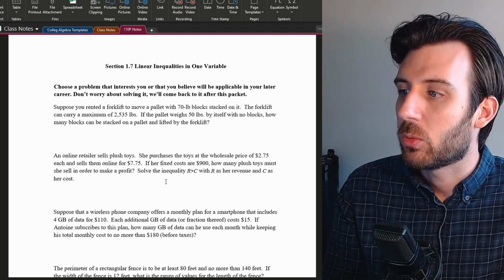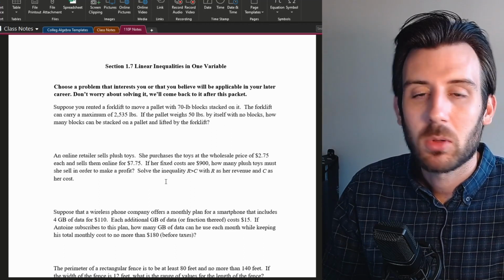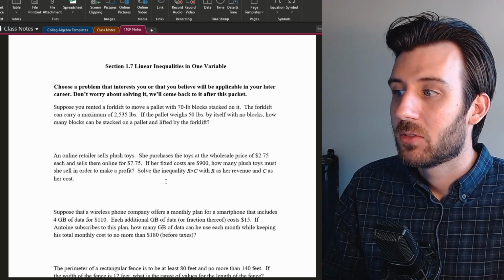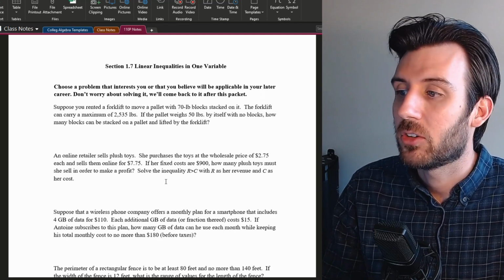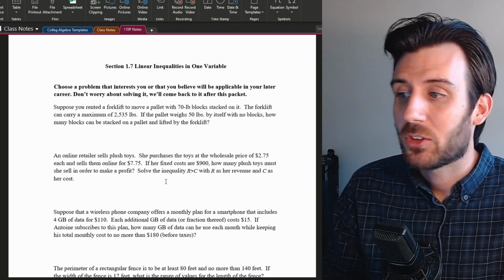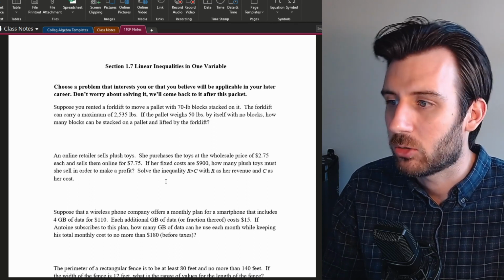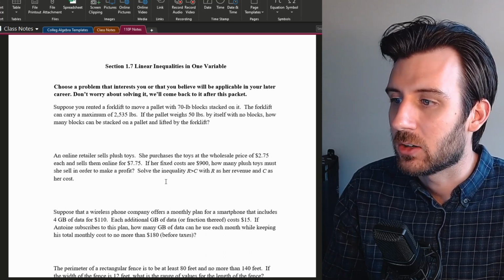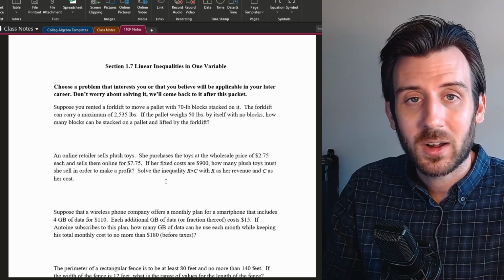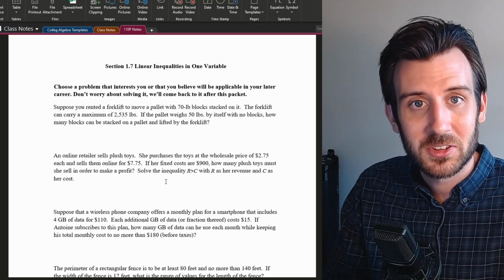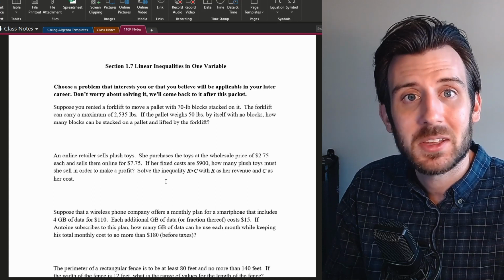Suppose that you rented a forklift to move a pallet and you've got these 70-pound blocks that you're going to be stacking on that. Sometimes you can only lift so much due to safety reasons or due to the mechanism. So if you have 50 pounds accounted for by the pallet, how many of these blocks can you actually put onto the machine? These are problems I've had to deal with when working in warehouses and with manufacturing plants. These safety concerns really pop up and you need to figure out what the throughput is going to be given all this constraint.